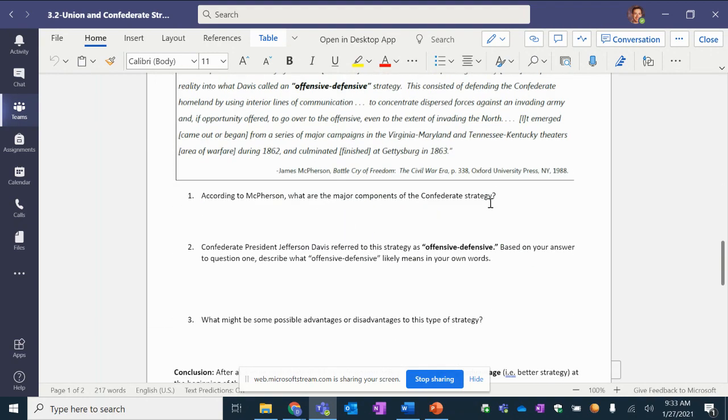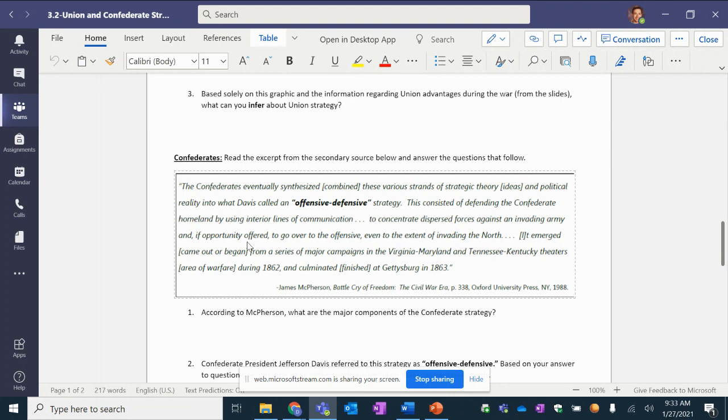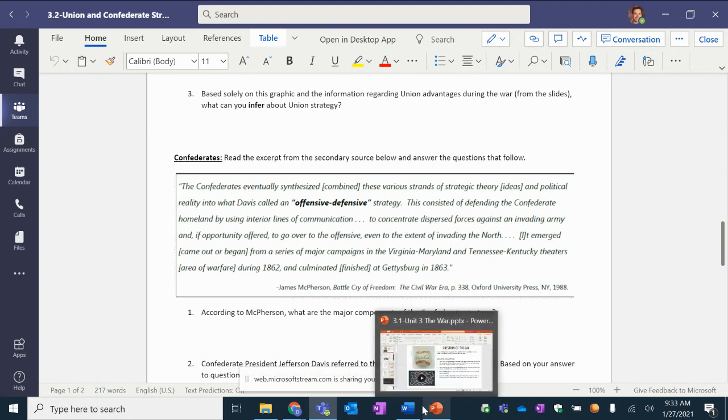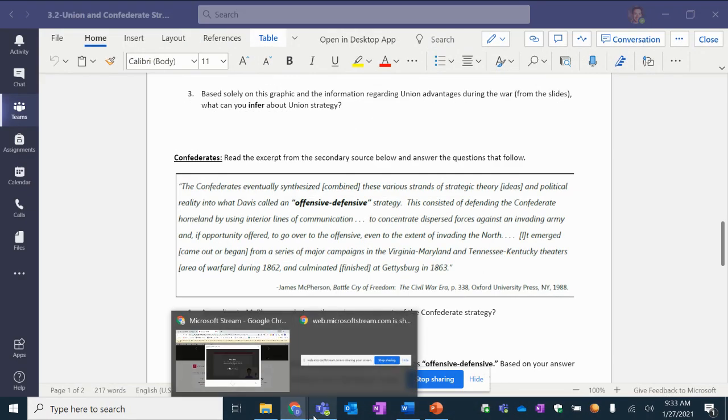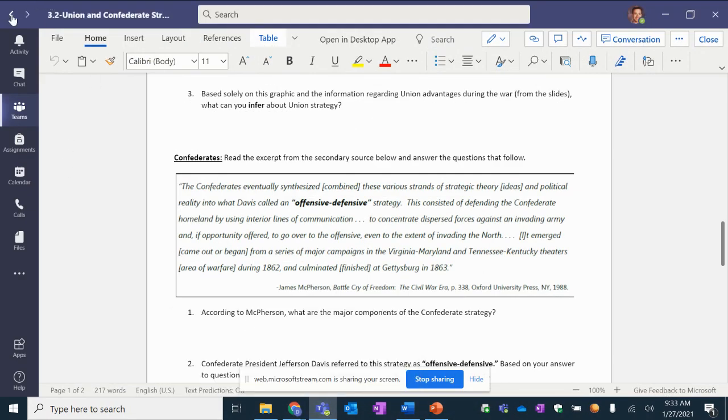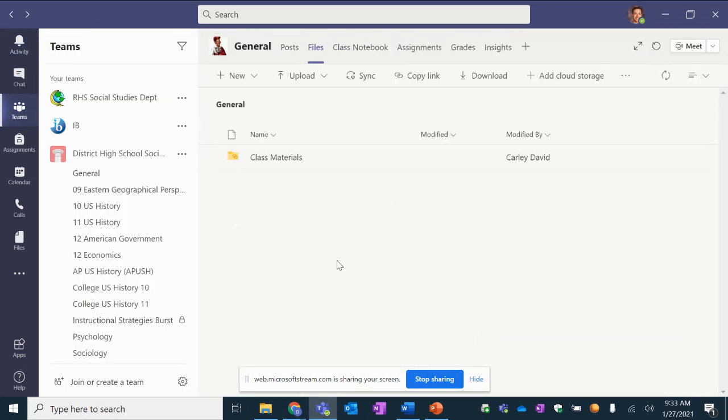The Southerners took more of an offensive-defensive strategy. There's a nice little blurb that talks about that here, but it's also in my slideshow. So the other big activity from this was the Civil War turning points activity. Kind of go back and look at that.